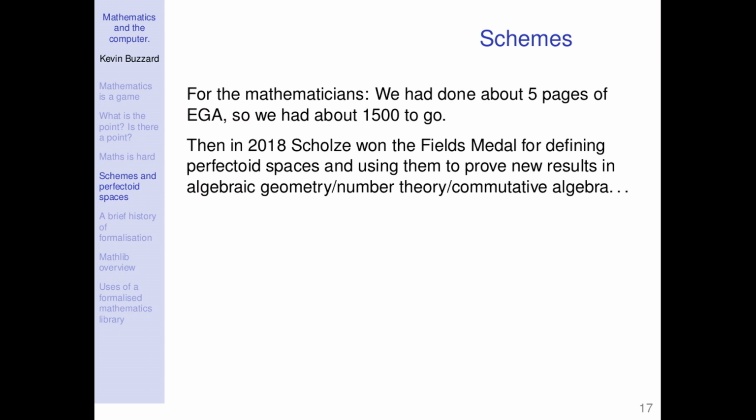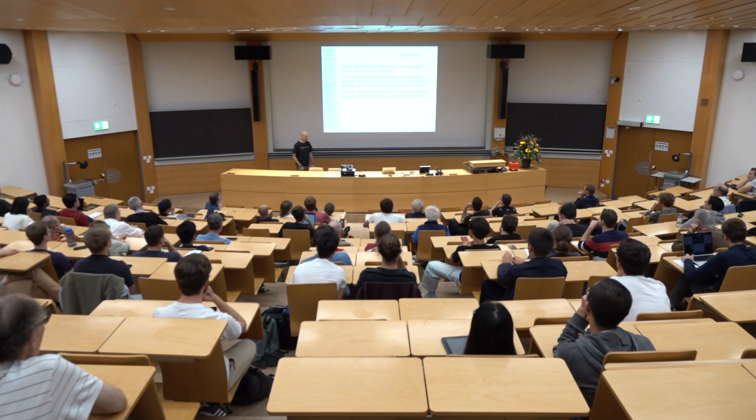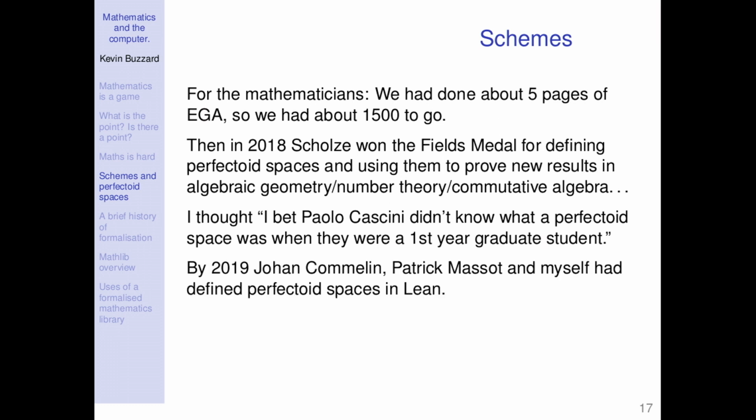But it wasn't just the fact that he made some complicated definition. He'd used perfectoid spaces to prove lots of theorems in commutative algebra and algebraic geometry. And I thought, well, I bet Paolo Cassini didn't know what a perfectoid space was when he was a first-year graduate student. So I thought that's the way to crack the algebraic geometers, is to try to do something that, because this was my area, I knew the definition. But I thought he doesn't. So we just went for it.